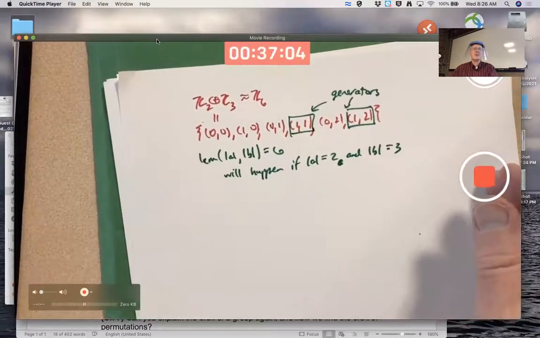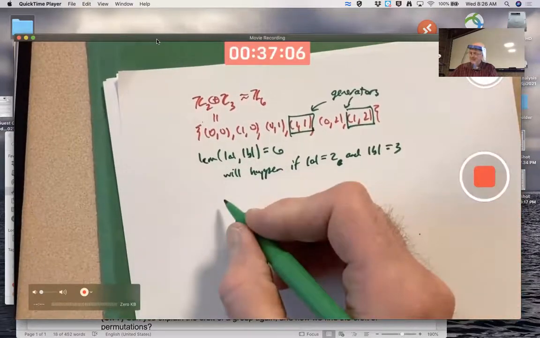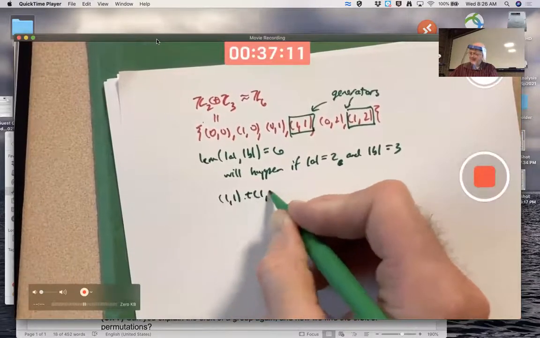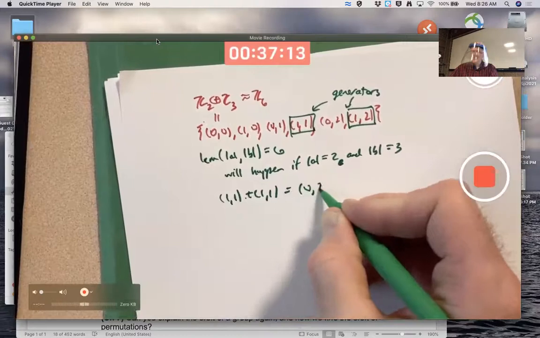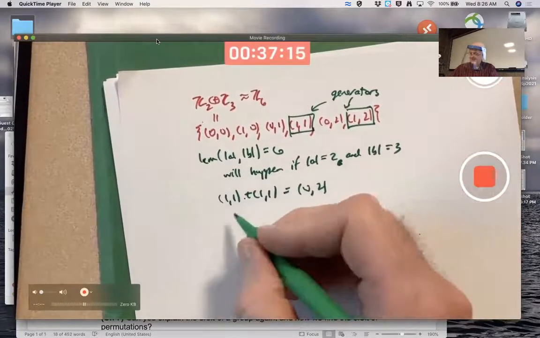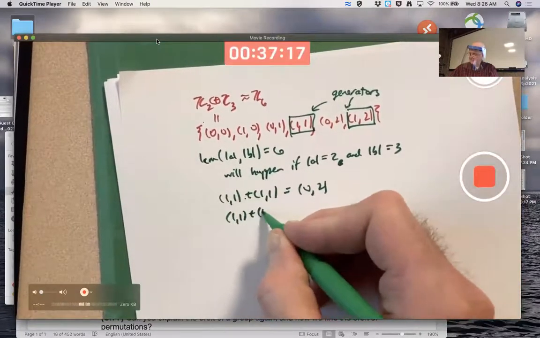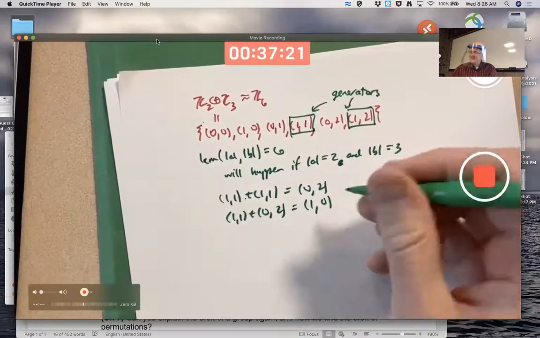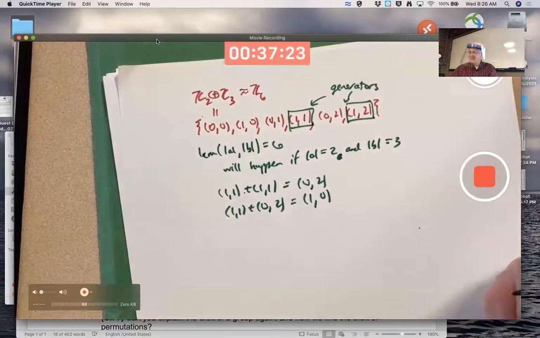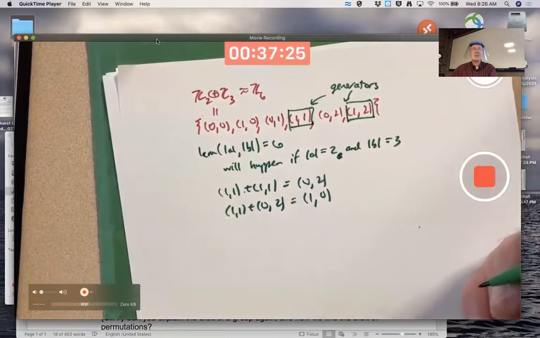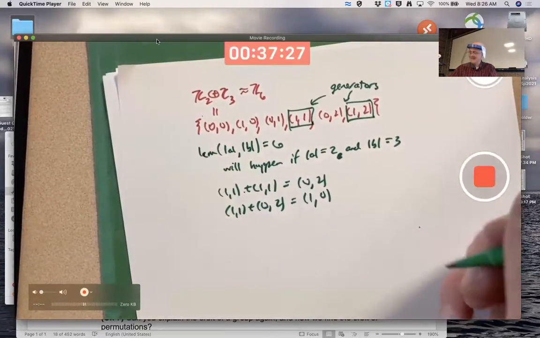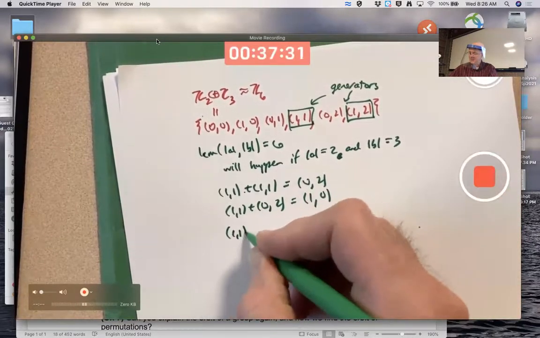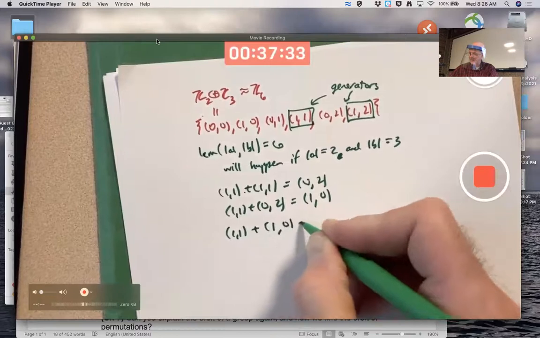Right? And you can double check it. 1 plus 1, 1 plus 1, 1 is 0, 2. 1, 1 plus 0, 2 is 1, 0, right? First component is addition mod 2, second is addition mod 3. Double check those. I could make a mistake. 1, 1 plus 1, 0 is 0, 1.